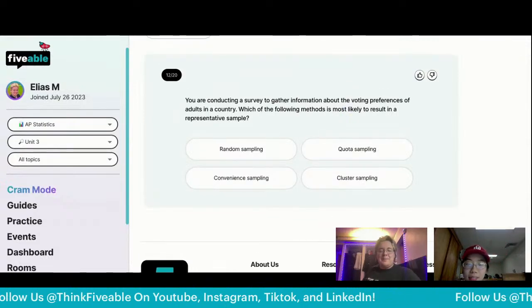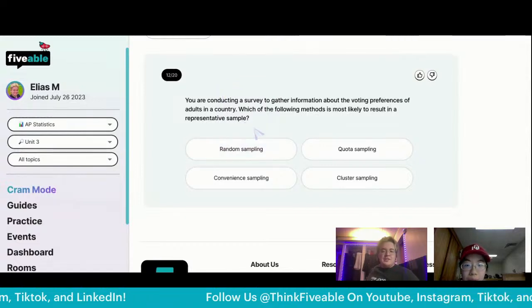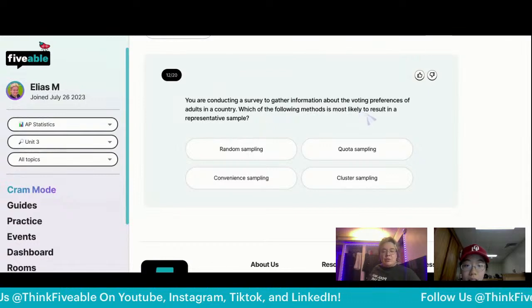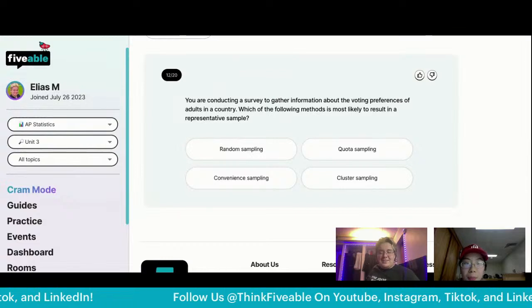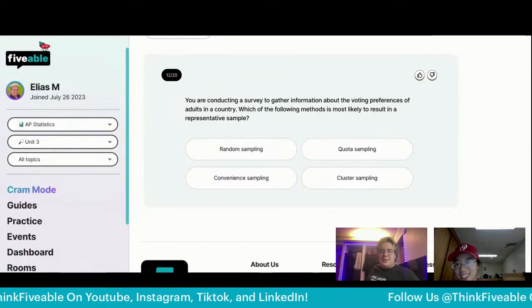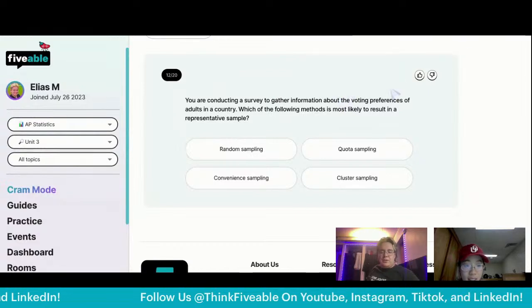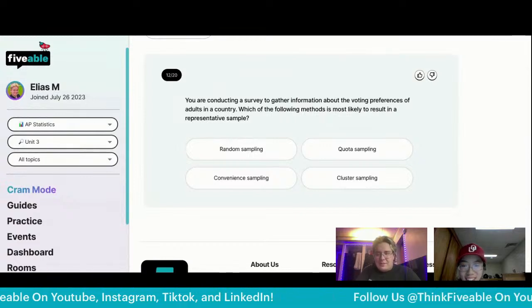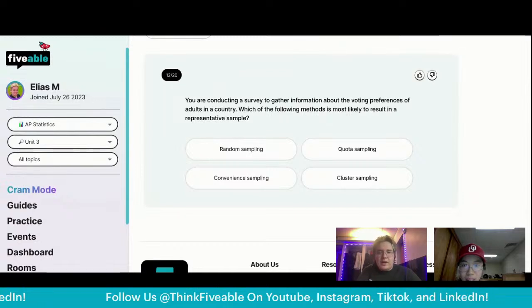Every time. Okay. You're conducting a survey to gather information about the voting preferences of adults in a country. Which of the following methods is most likely to result in a representative sample? I really thought census was going to be on here again. Yeah, that would have worked. Random sampling, convenience sampling, quota sampling, or cluster sampling. Quota sampling? Yeah, I'm looking that up right now. Okay, well, that's non-random, so fun fact, no.